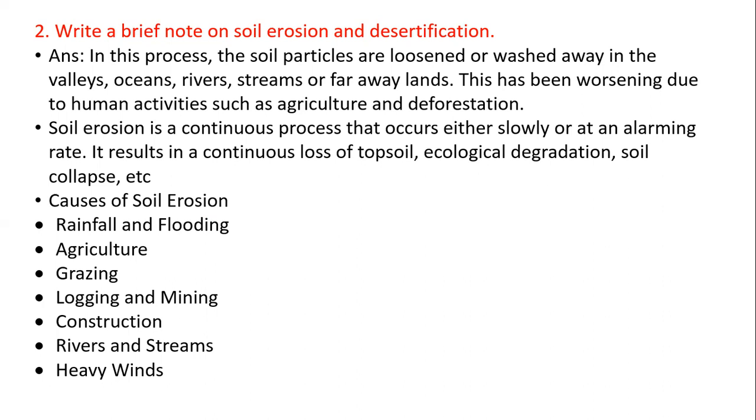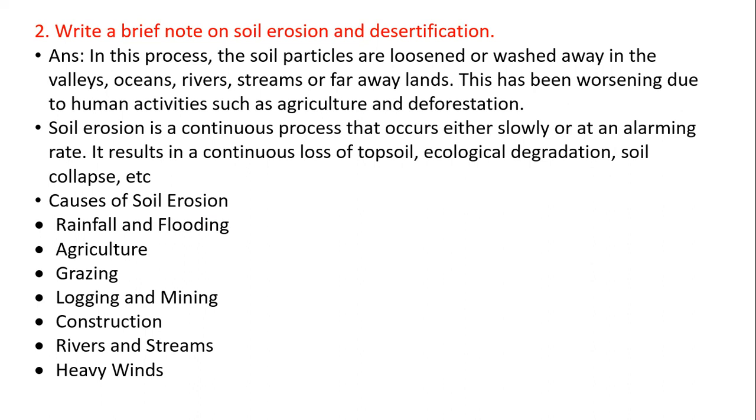It results in a continuous loss of topsoil because topsoil is the most fertile soil on the land. It contains a lot of nutrition. It contains nitrogen, phosphorus, ammonia, and other ingredients which are stored in the soil, which act as a manure for growth of plants. And it also results in ecological degradation, soil collapse, etc. That means the overall ecosystem in that particular region gets totally destroyed because of soil erosion.